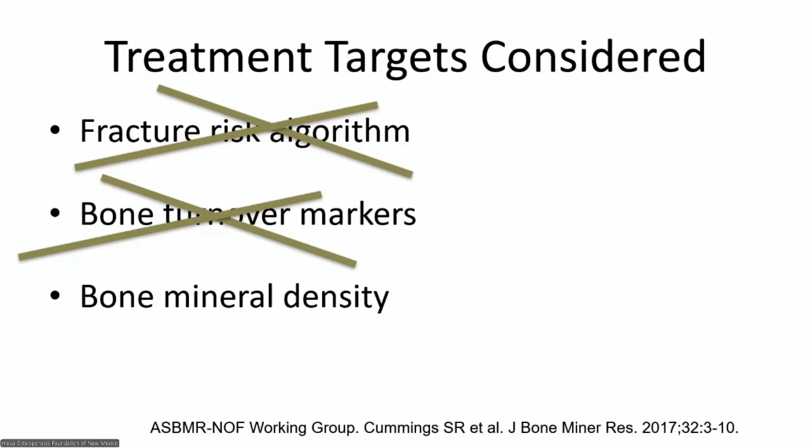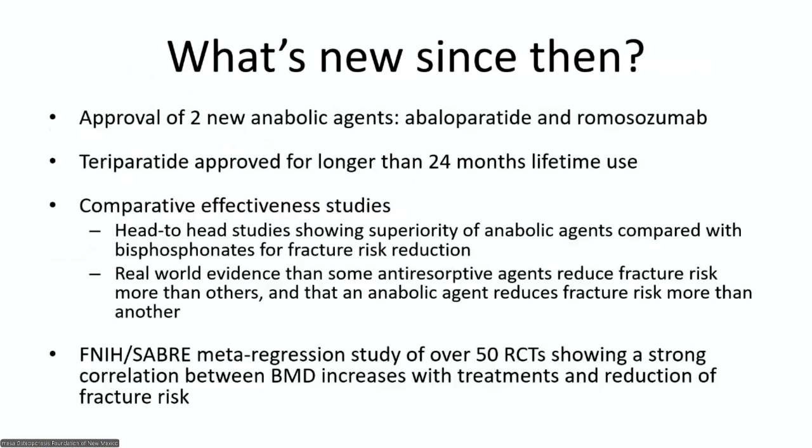So a lot has happened since that report in 2017. And let me just go through some of the things. Since that paper was written, we've had the approval of 2 new anabolic agents, abaloparatide and romosozumab. Teriparatide in the brand name form, Forteo, is now approved for longer than 24 months lifetime. We have comparative effectiveness studies, so we now have pretty good data showing that some drugs are better than other drugs, and we hadn't really shown that before. We have head-to-head studies showing superiority of anabolic agents compared with bisphosphonates for fracture risk reduction. We have real-world evidence that some antiresorptive agents reduce fracture risk more than others, and for one anabolic agent, we know from real-world evidence that it reduces fracture risk more than another.